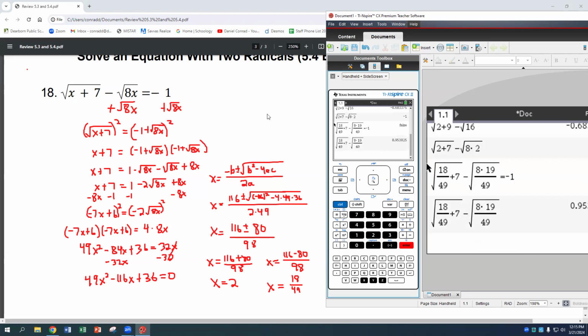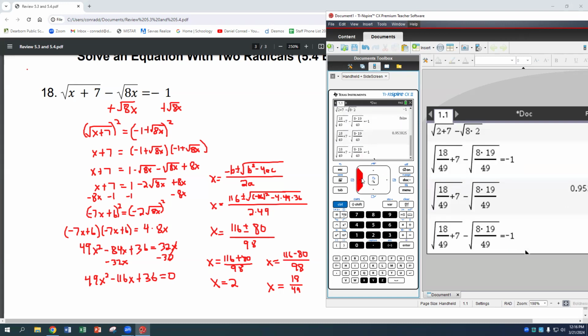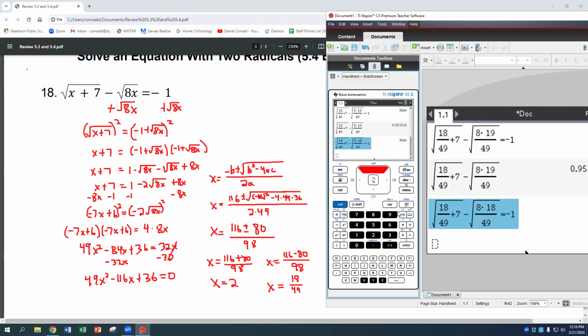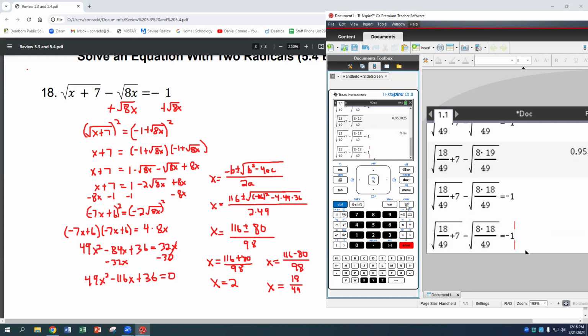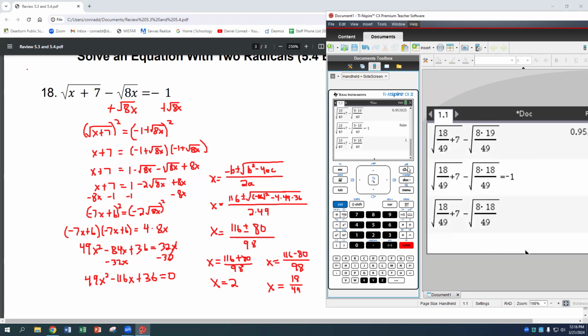Okay, so oh, it's 18. Shoot. 18. Yeah, it gives you false. And then if you were to just do it, I think it's going to give you a +1. Yeah, it gives you a +1 right there.